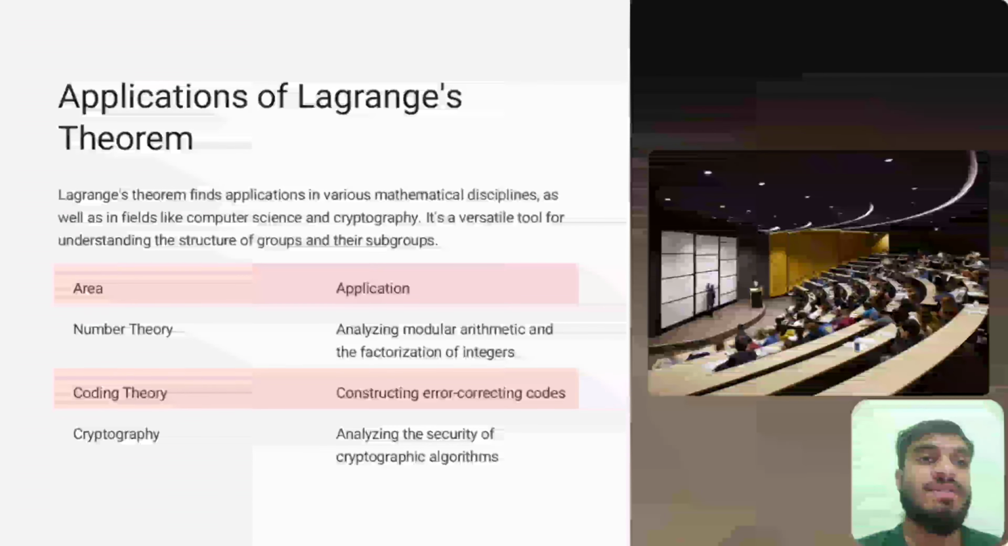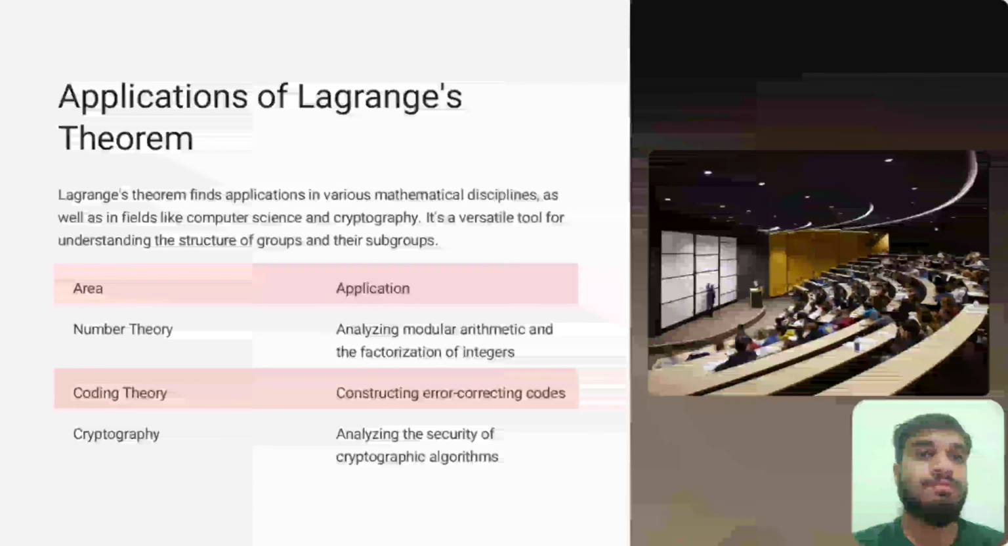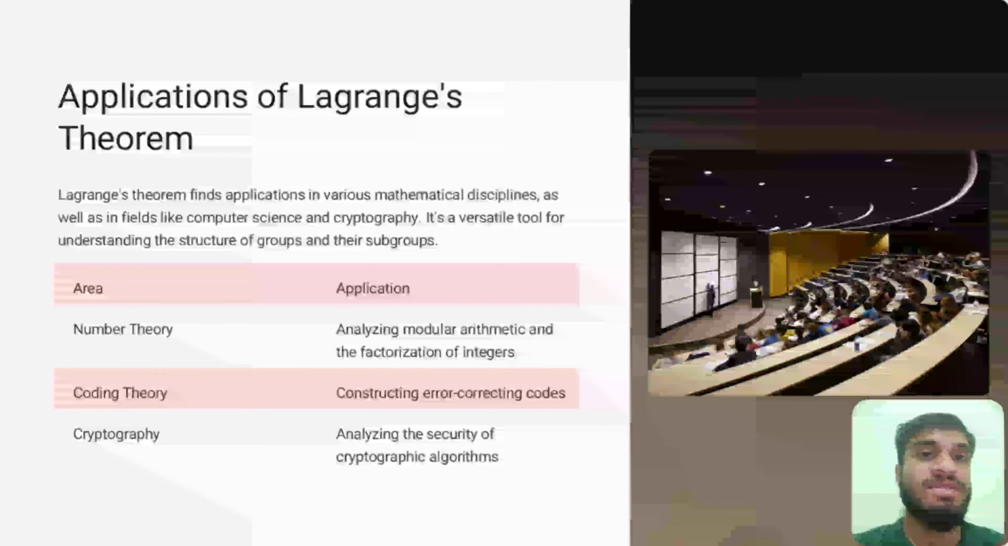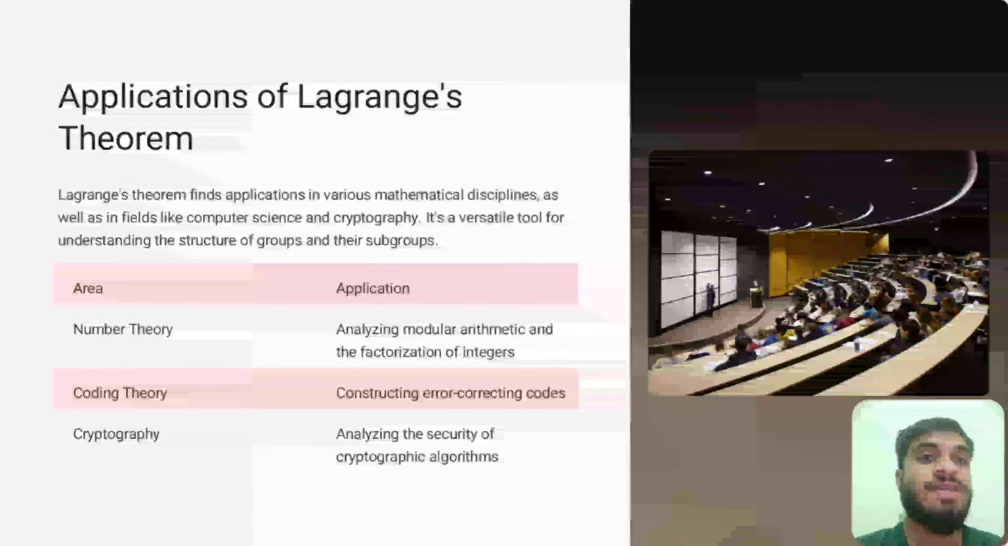Applications of Lagrange's theorem. Lagrange's theorem finds application in various mathematical disciplines, as well as in fields like computer science and cryptography. It is a versatile tool for understanding the structure of groups and their subgroups. Areas: number theory, analyzing modular arithmetic and factorization of integers; coding theory; and cryptography, analyzing the security of cryptographic algorithms.